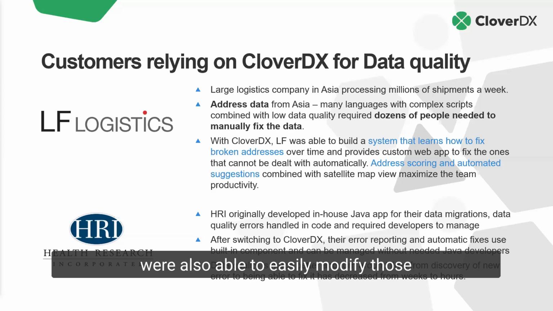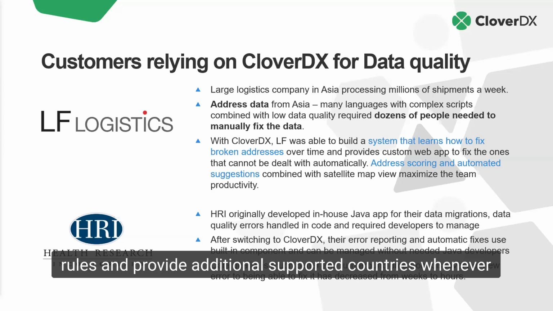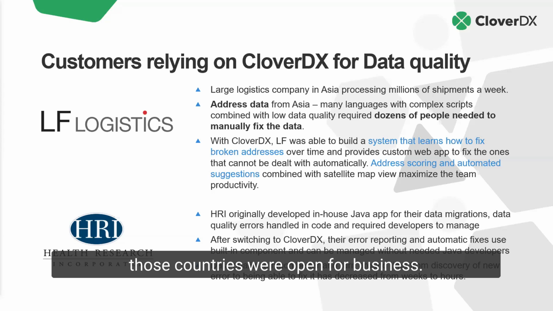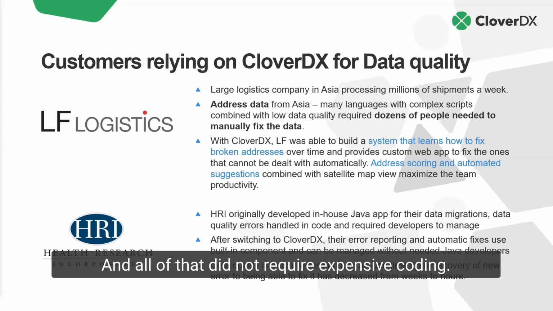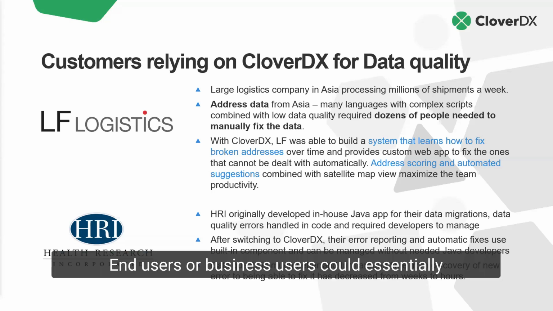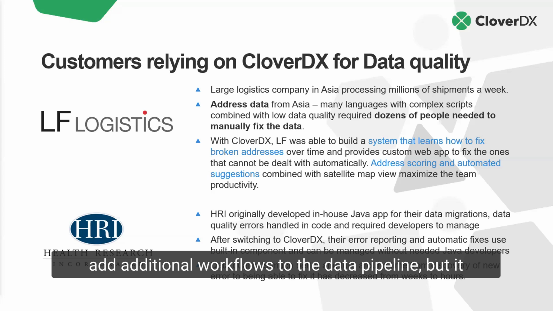They were also able to easily modify those rules and provide additional supported countries whenever those countries were open for business. And all of that did not require expensive coding. End users or business users could essentially create those rules using the rules engine without actually getting developers involved. That's great for being able to scale up and add additional workflows to the data pipeline.